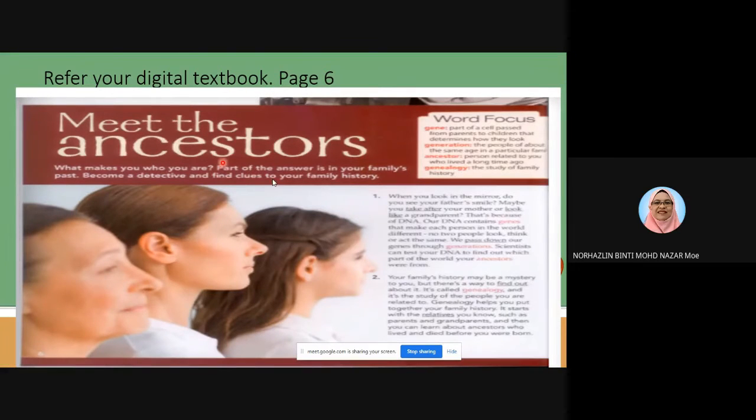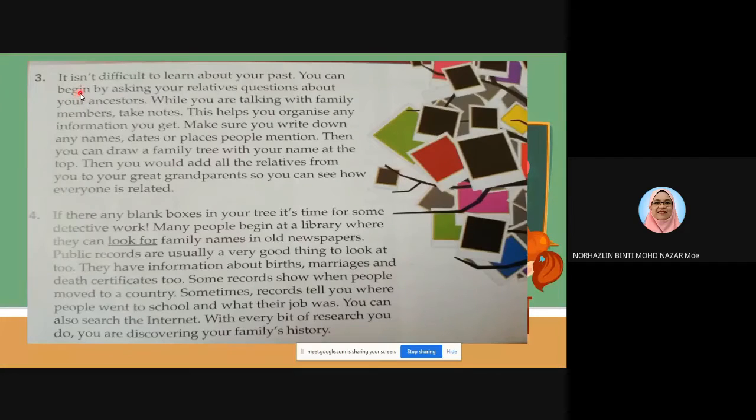If you refer to your digital textbook, it's on page 6. Later in your Google Classroom, you're going to read this. Number one, number two, and you also need to read number 3 and number 4. You will see this in your Google Classroom. We don't stop here. You go to Google Classroom.